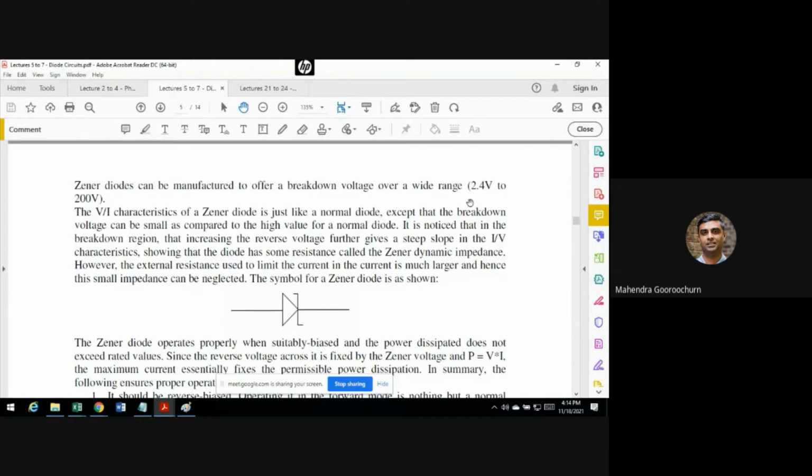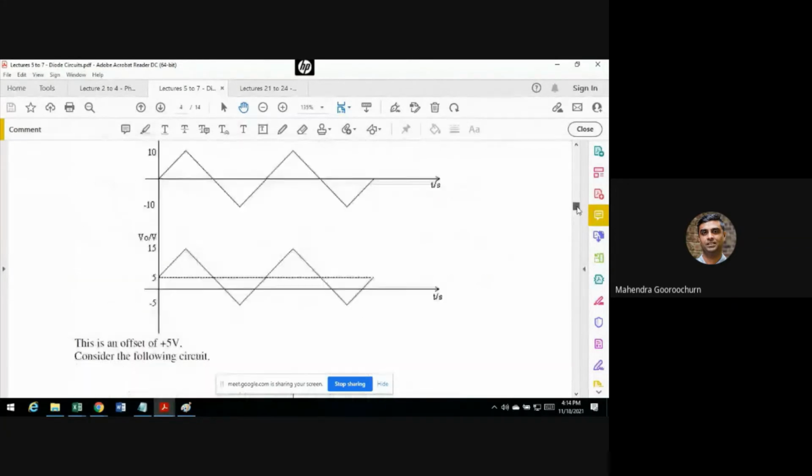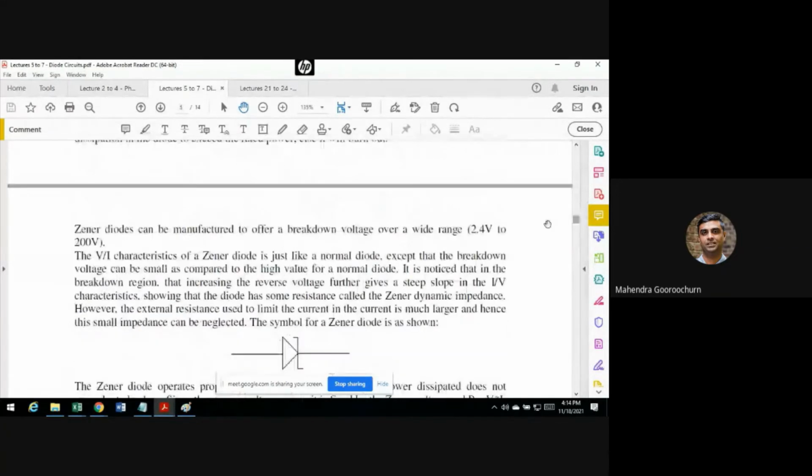And you can see there are many ranges shown there. So when you go in the market and you look for Zener diodes, you can find diodes rated at 2.4 volts to 200 volts. What is this 2.4 volts? It's not the forward breakdown. It's actually the voltage at which the diode would have the vertical part. Let me go up completely and show that to you. It's not in this one. Let me just go to this one.